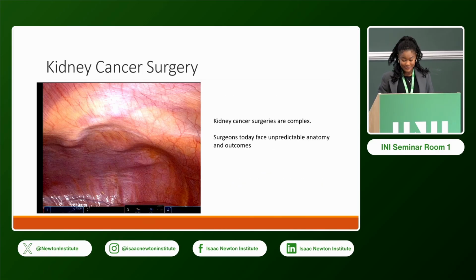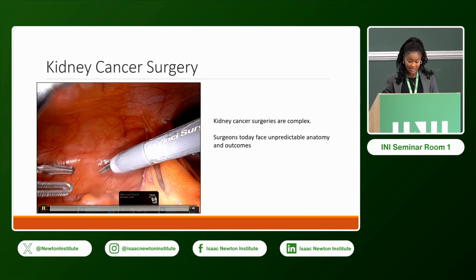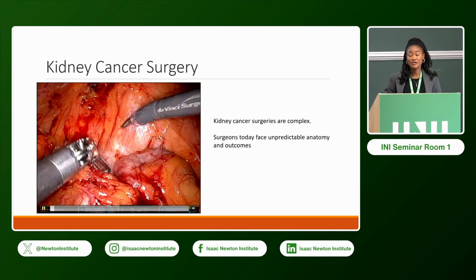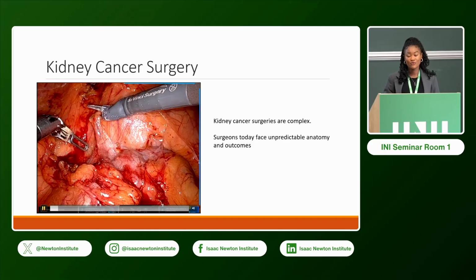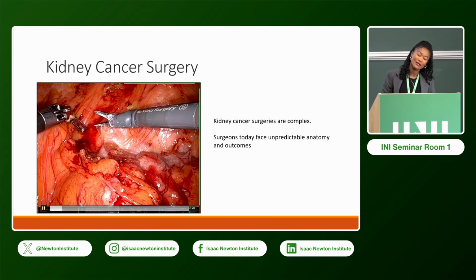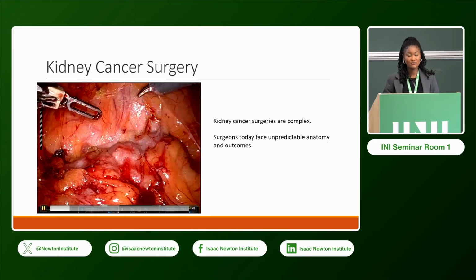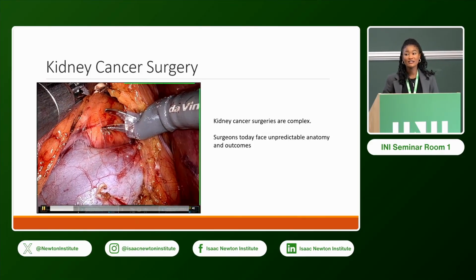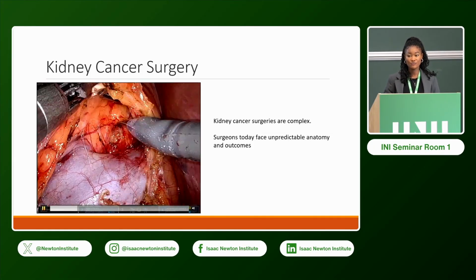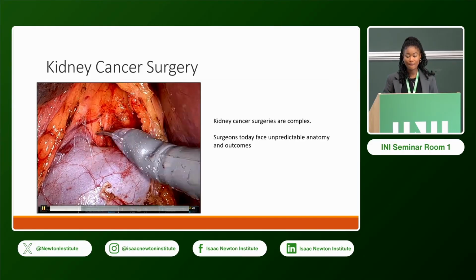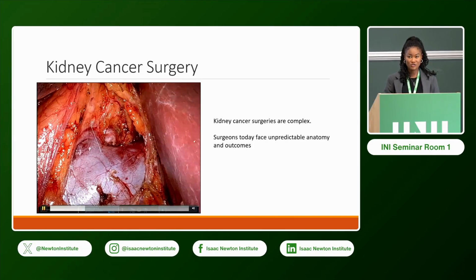So to start with, let's take a patient that has come to the clinic. This patient is a 60-year-old man that has been living on one kidney. He lost his other kidney from a road traffic accident. So for the past 15 years, he's been surviving on one kidney. He finds out that there's a 4-centimeter tumor growing on his kidney. He's been booked for surgery.